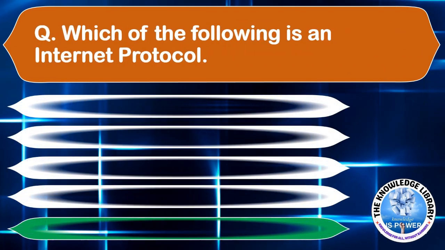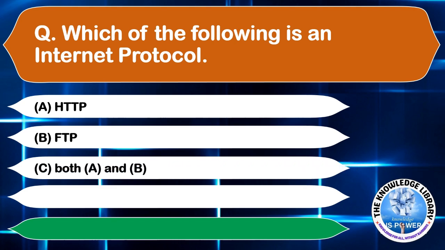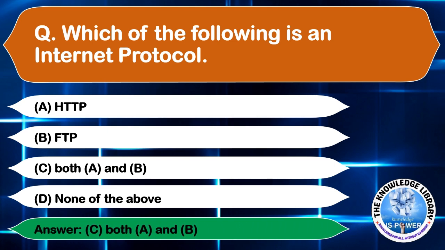The next question is: which of the following is an internet protocol? Option A, HTTP; option B, FTP; option C, both A and B; option D, none of the above. The correct answer is option C, both A and B.